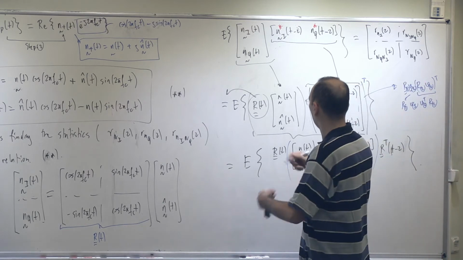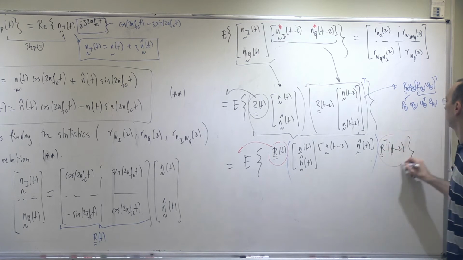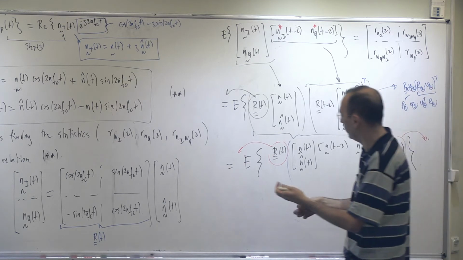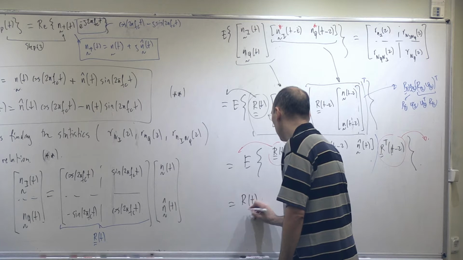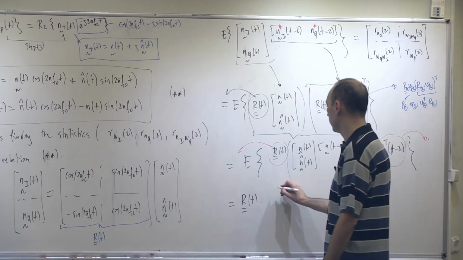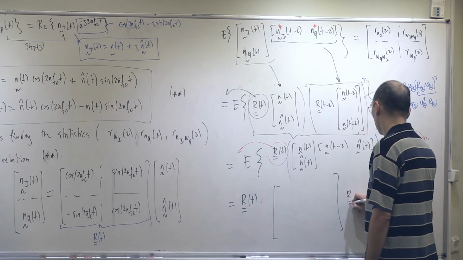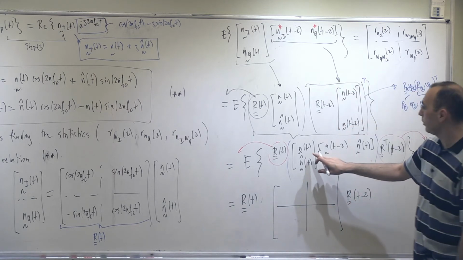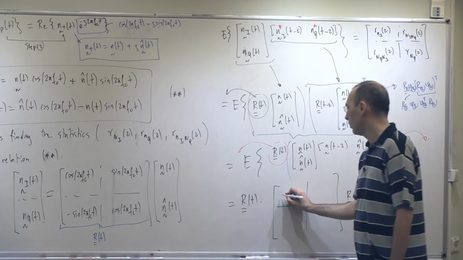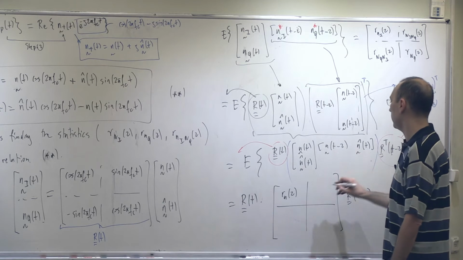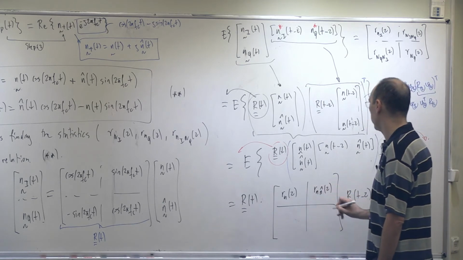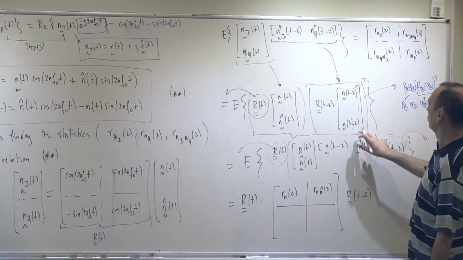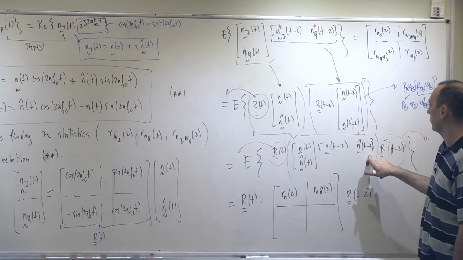But this R is non-random, meaning that it's deterministic. Okay? Non-random is another word for deterministic. So I have R of t matrix times expected value of this, R of t minus tau. Actually, we are approaching our result, but we should be a little bit patient. This times that expected value, Rn of tau. This times that, Rn n hat of tau. Oh, this is t minus tau. Okay. This times that.